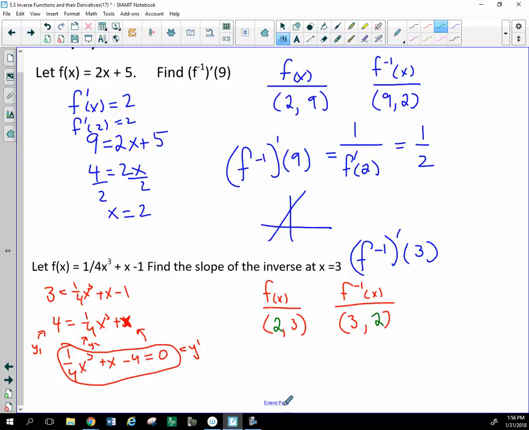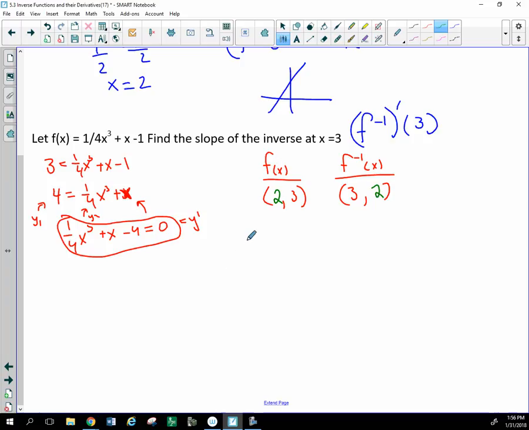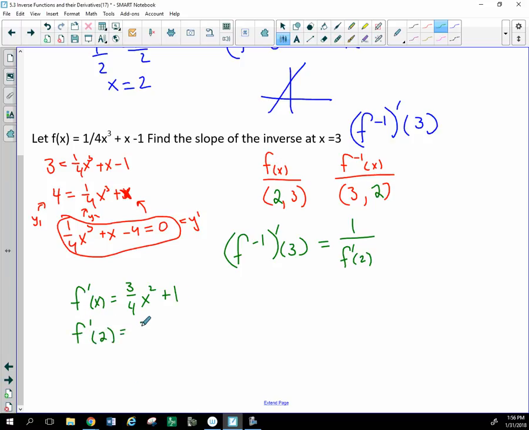Now, if I want the derivative of the inverse at 3, it is the same as taking 1 over the derivative at 2. So that's what we're flip-flopping here. If I take the derivative of the original function, f prime of x is equal to 3/4 x squared plus 1. Putting in f prime of 2, I get 3/4 times 2 squared plus 1.